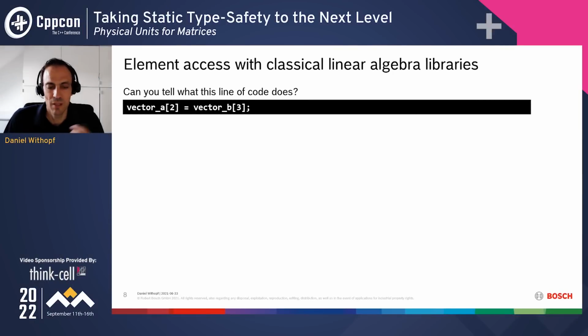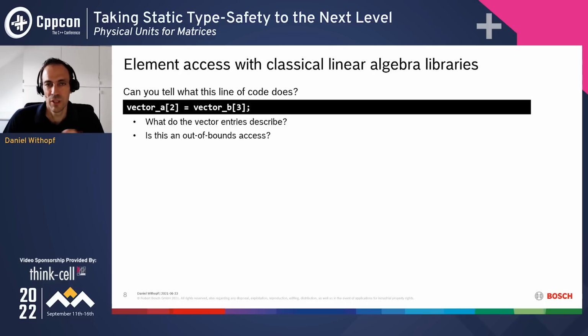Now I want to go back a little bit and explain how I started my work on the topic. My main motivation started when I worked with classical linear algebra libraries like Eigen. In that example, you might have a code line like this here, where you access vector B at index 3, and then you assign that value to vector A at index 2. Now, when I read a code line like this in a code review, it's often fairly unclear to me what this code line really does.